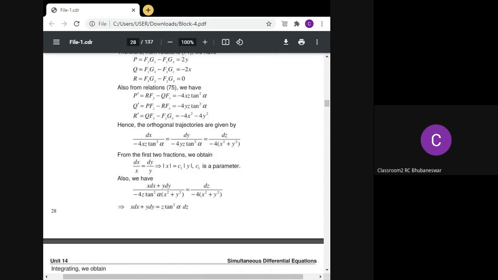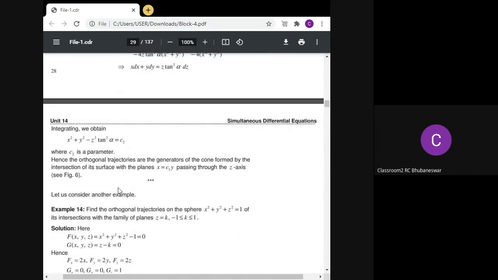Now again we are using multipliers, x in the first fraction and y in the second fraction, and after using them, that is equated with the third fraction, dz by minus 4 times x square plus y square. Here we are using multipliers to cancel the term x square plus y square in the denominator. After cancelling these terms, and minus 4 again being cancelled, very easily we can calculate x dx plus y dy equals z tan square alpha dz.